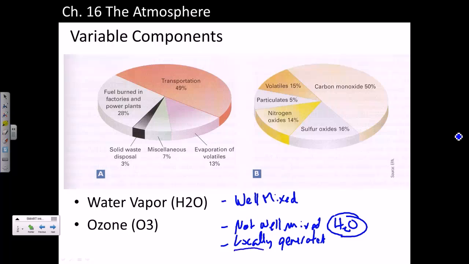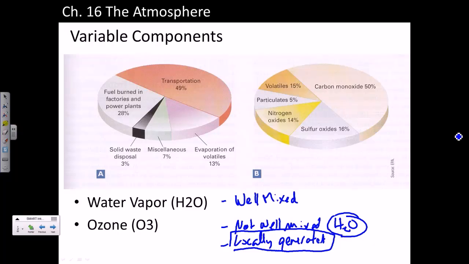But other things are locally generated, things that might be generated more in particular in cities. We can come up to the diagram on the left. We see the mechanisms that generate different kinds of variable components. Most of these are pollutants, okay? So, for instance, transportation, just driving your car, shipping, trucking, aeroplanes, all those things make up about 49 or 50% of the variable components that are in the atmosphere, with the exception of H2O, which is a naturally occurring one.